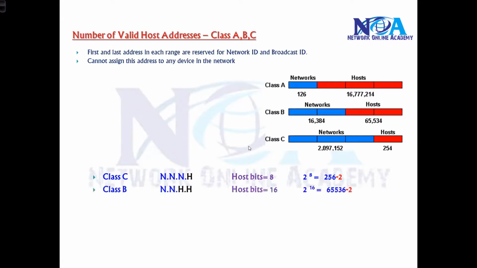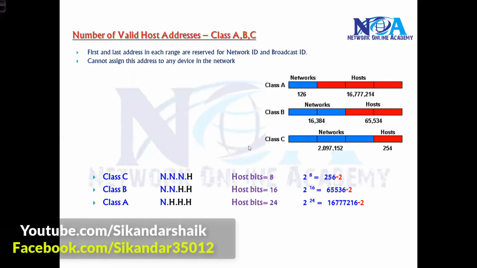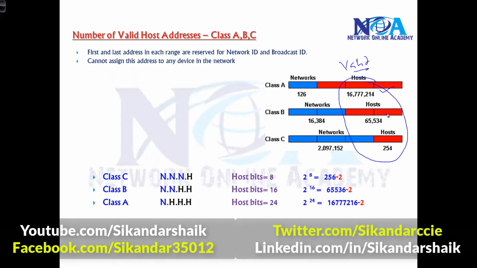Similarly, in B class we get 65,536 addresses. We cannot use 2 addresses, minus 2 always, because for valid hosts we always have to subtract 2. Similarly, in A class we get 16777216 addresses. In that, the first and the last address we cannot use, for network ID and broadcast ID. After subtracting 2, these are the valid host addresses we get in each network.